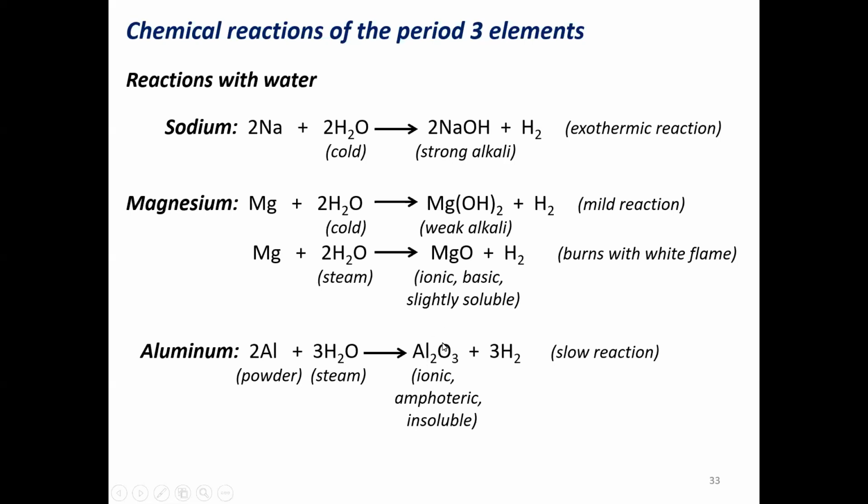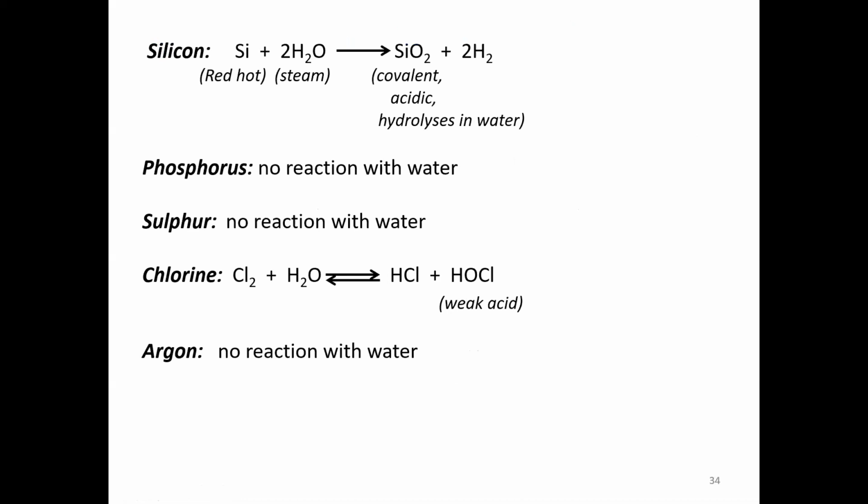So aluminium oxide is ionic, just like magnesium oxide, but it's amphoteric. But magnesium oxide is basic and slightly soluble in water. Silicon will also react with steam to form silicon oxide. But silicon oxide is covalent, because the difference in electronegativity between silicon and oxygen is not actually high. That is why you have a covalent compound. And silicon oxide is acidic. As I told you, as you go across the period, acidity increases while basicity decreases. And silicon oxide can actually hydrolyze in water.